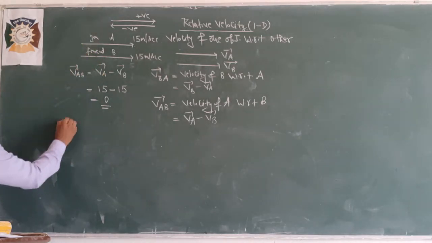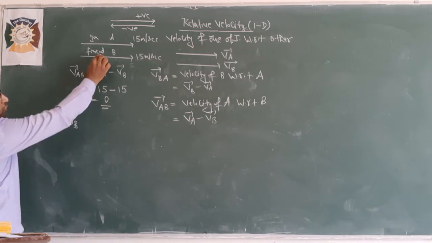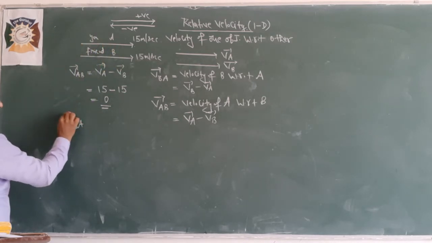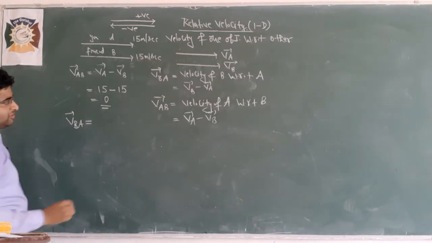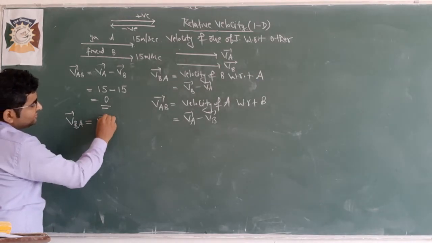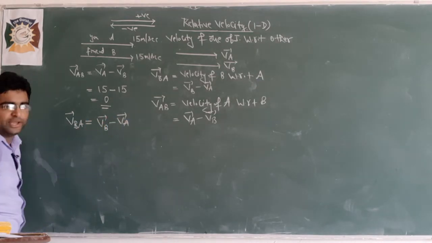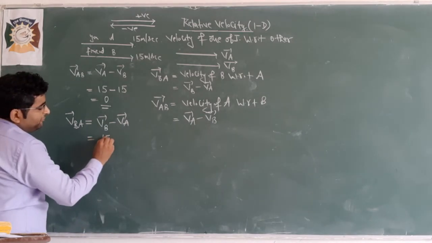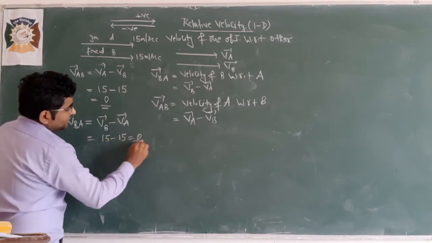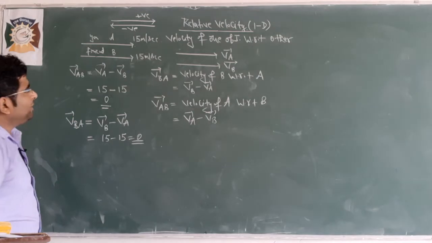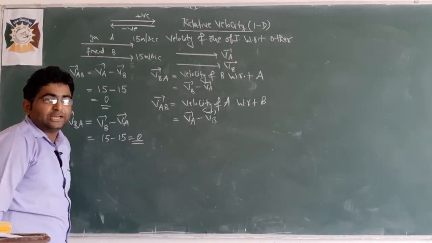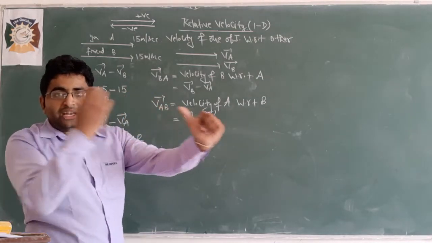So beta, he will find that you are at rest with respect to him. So beta, if I ask that velocity of your friend with respect to you, then it will be equal to VBA. So beta, it is equal to Vb minus Va. So again it will be 15 minus 15, that is 0.